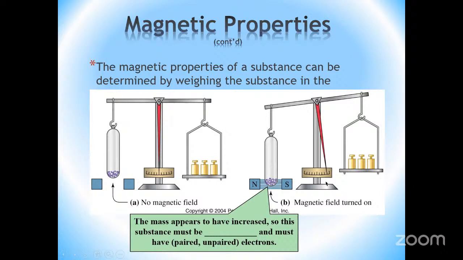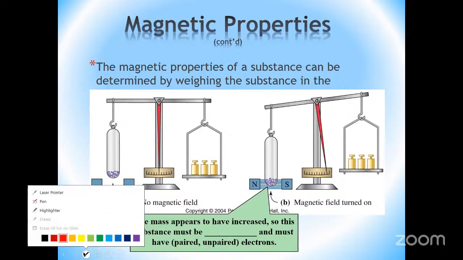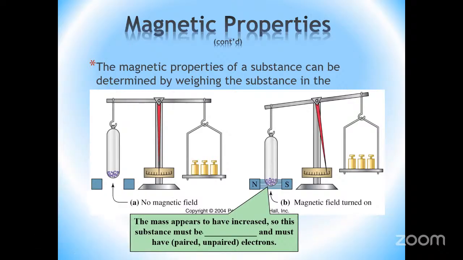So even though it seems to suggest that the mass is increasing, it's not that the mass is increasing. It's just that the field that is produced will pull on the substance that is paramagnetic, and therefore a greater mass will be recorded. If that happens, that means the substance must be paramagnetic, because it is being pulled by the magnetic field, and therefore it has unpaired electrons. So that's basically what paramagnetism is all about.